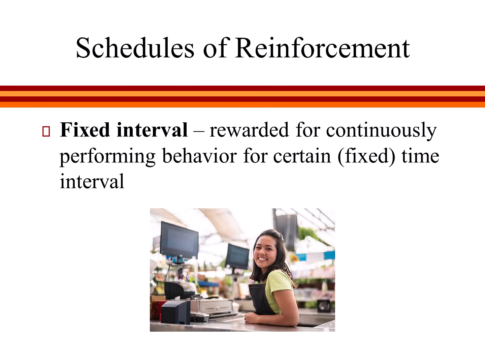Moving on to interval schedules. On a fixed interval schedule, you are rewarded based on performing the behavior for a certain length of time. Again, because the schedule is fixed, you know exactly how long you need to perform the behavior in order to get a reward. An hourly wage employee is an example of a fixed interval schedule. The employee is paid a certain amount, say $14 or $15, for every hour that she spends continuously working. The schedule is also fixed. The employee knows exactly when a reward is coming.